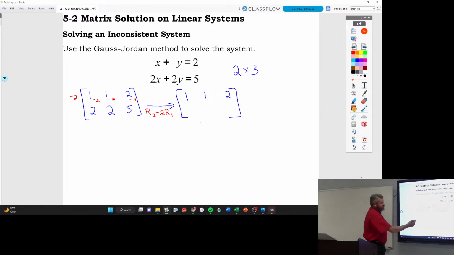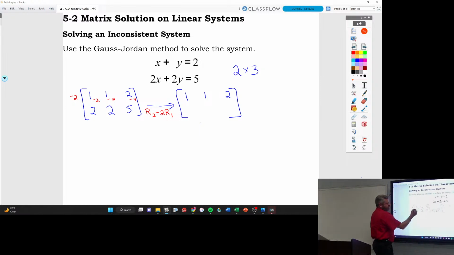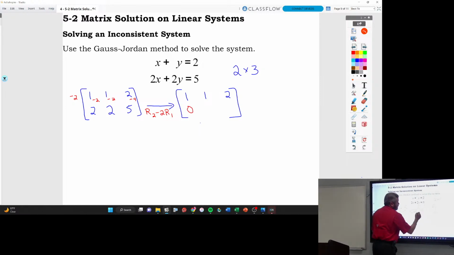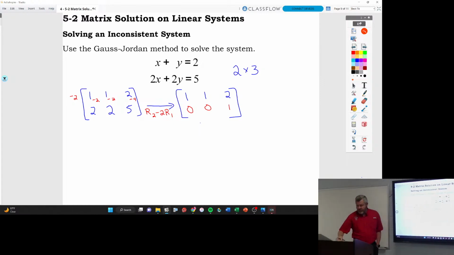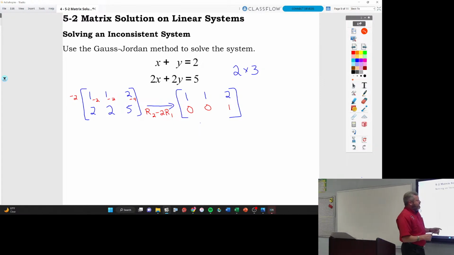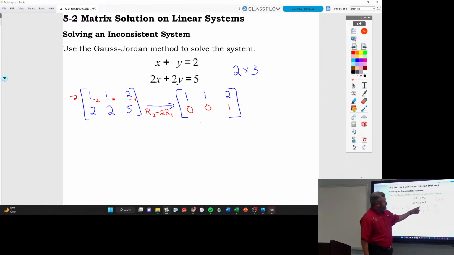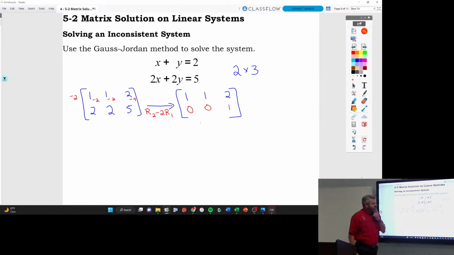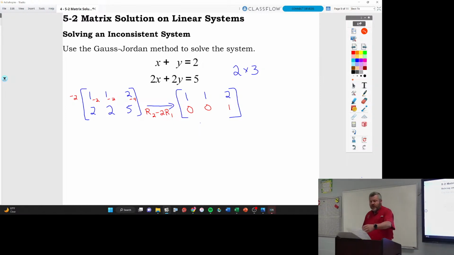So I'm taking that row 2 and combining it with how I rewrote row 1 in red. 2 minus 2 is 0. 2 minus 2 is 0. And 5 minus 4 is 1. And so now, row 1, column 1 is a 1, everything else is a 0. I need to make row 2, column 2 a 1. And folks, there is nothing that I can multiply that 0 by to get a 1. So I have a slight problem here.